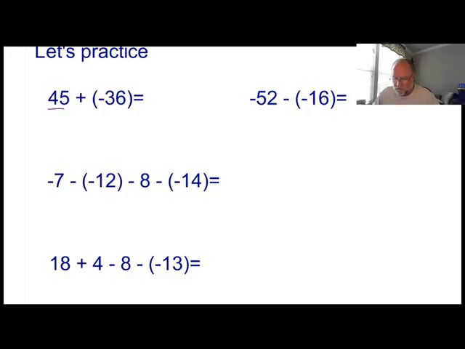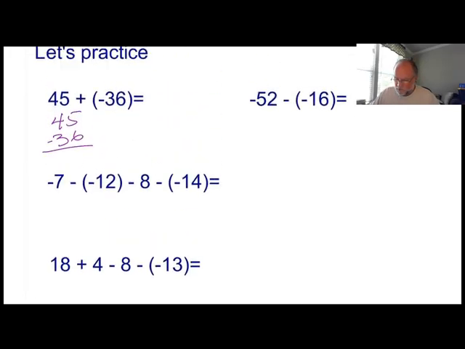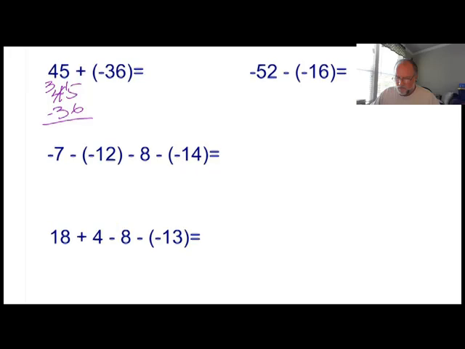In this one, I've got a positive 45 and a negative 36. So my signs are different, which means I'm going to subtract those numbers. If the numbers are too big, just write it out again and do the subtraction. I can't do 5 take away 6, so I borrow from the 4. I end up with 15 take away 6, which is 9. Then 3 take away 3 is 0, so I end up with 9.